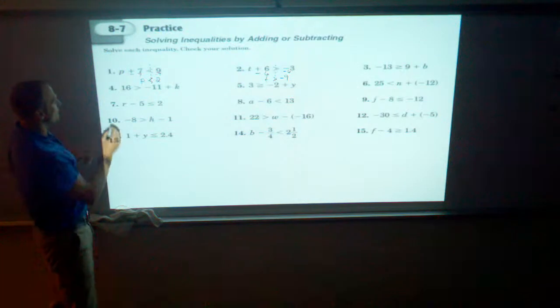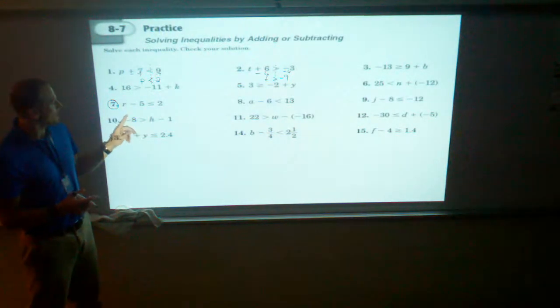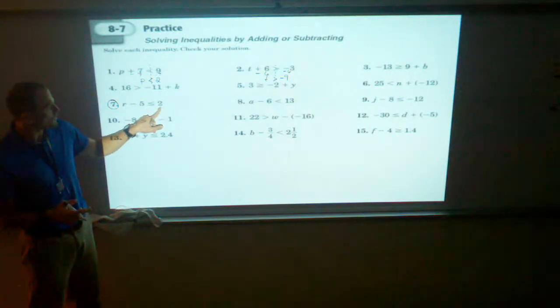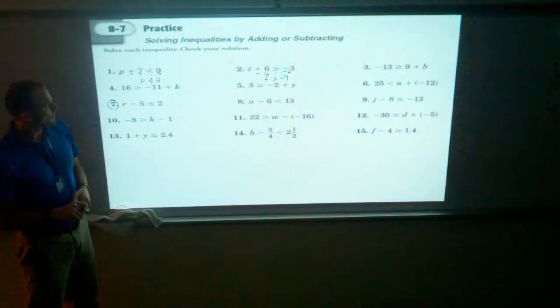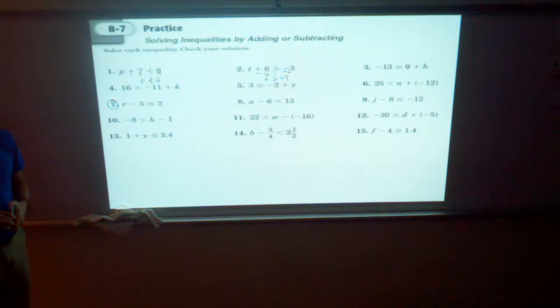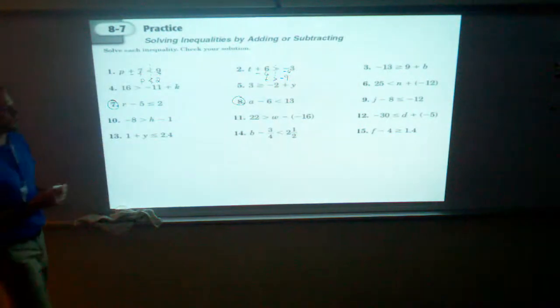I'd like everybody to try number 7. On your whiteboards, try number 7. R minus 5 is less than or equal to 2. And if you get done with 7 early, you can try number 8 as well.